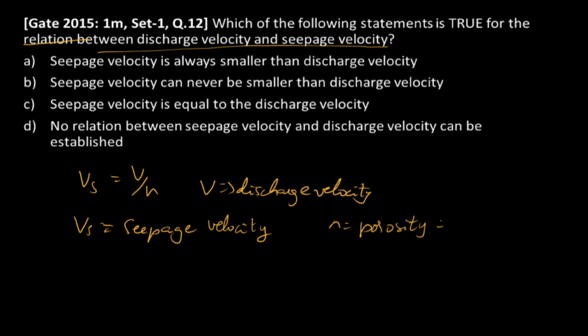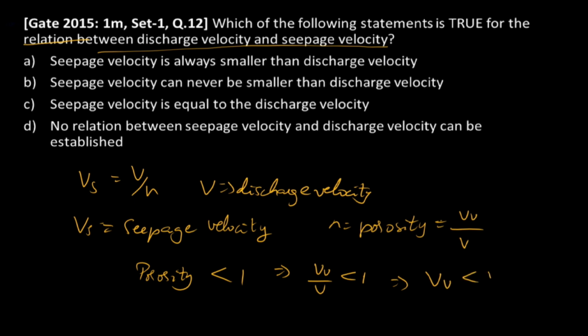porosity, where N will be equal to Vv by V, volume of voids by total volume, and porosity is always lesser than 1, which gives Vv by V is lesser than 1, which means Vv is lesser than V, then Vs is always greater than V. So seepage velocity can never be smaller than discharge velocity is the right answer.